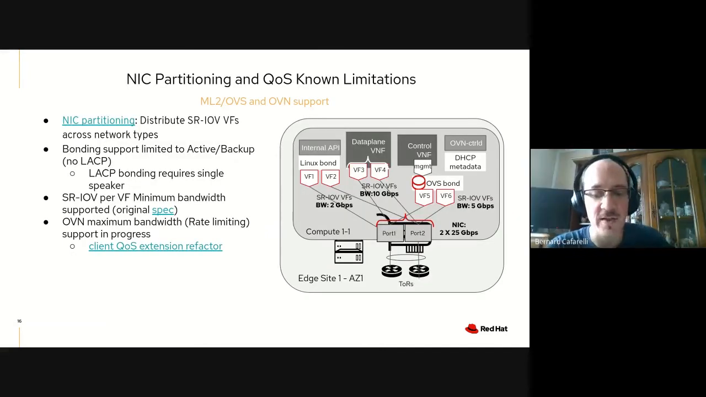So the partitioning is another way of bandwidth sharing. You can distribute the SR-IOV VFs across the network types. We have bonding support, but it's limited, as marked, to active backup, since LACP bonding itself requires a single speaker. We've got minimum bandwidth support now. We support it for SR-IOV per VF. So that's minimum bandwidth. But if you want maximum bandwidth, this one is still in progress for OVN. We have some patches merged in the Victoria cycle, but some are still in progress.